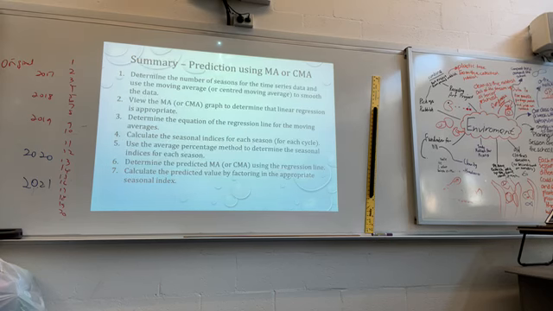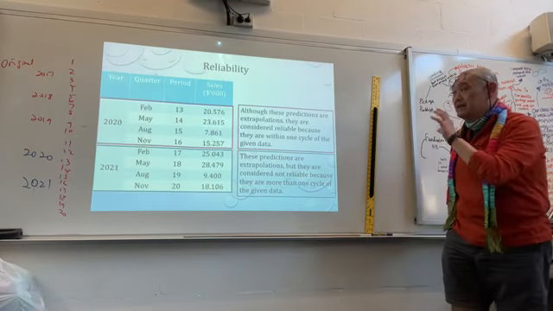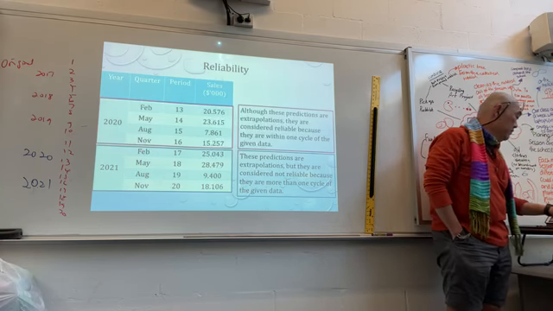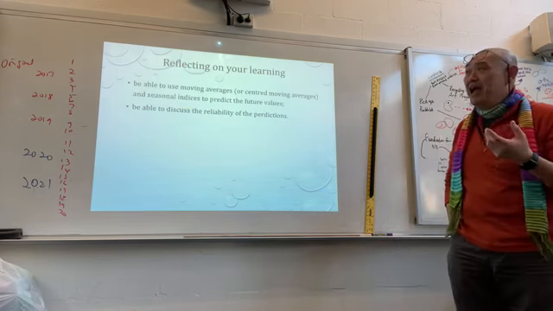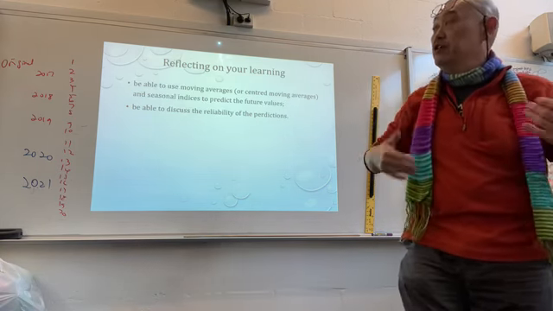Determine the regression equation line of the moving average. You need to calculate seasonal indices for each season, for each cycle. Then use the average percentage method to determine the seasonal indices for each season. Determine the predicted MA or CMA using the regression line, and then calculate the predicted value by factoring in the appropriate seasonal index. Then talk about the reliability. They will ask you about the reliability. If it is within one cycle of the given data, it's reliable. If not, it's not reliable. That is basically what I have for you today, to show you how to use moving averages and standard moving average to predict the future.